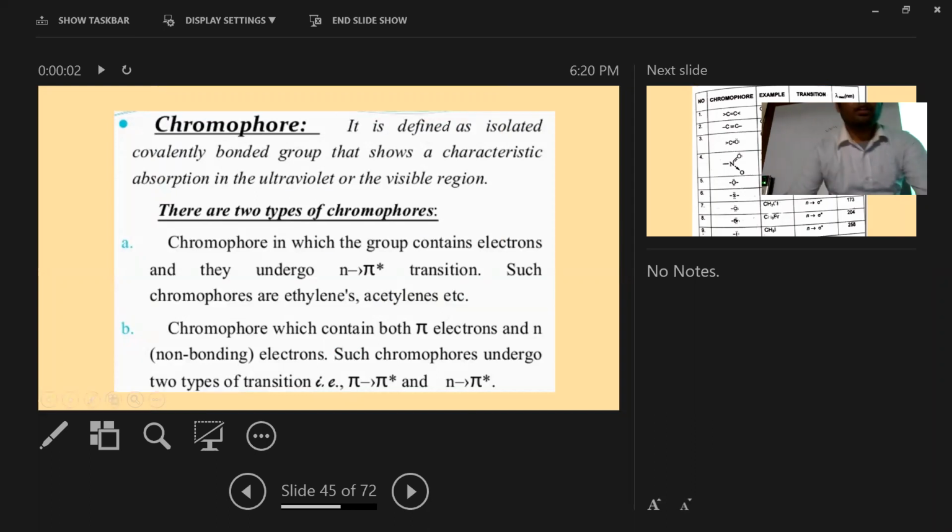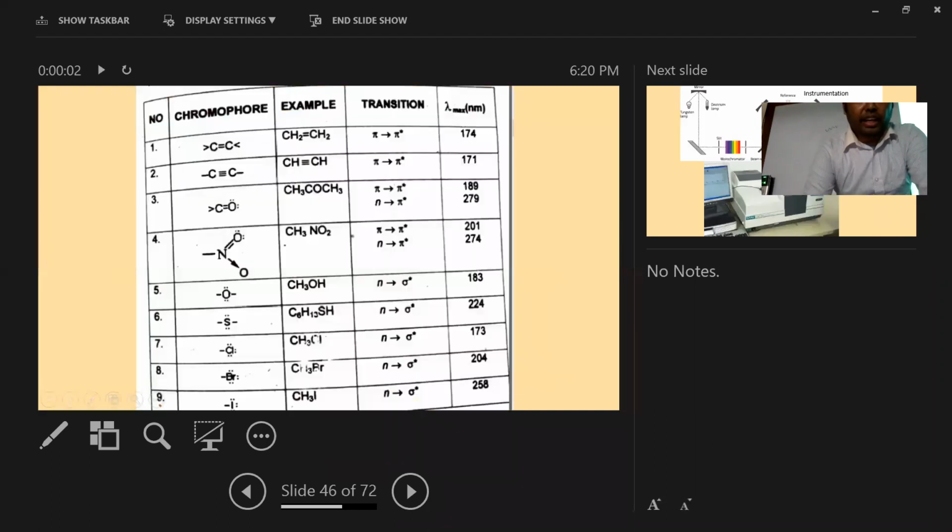So today I'm going to end here. There are different types of chromophores. Depending on what types of bond you have in the molecule, you will absorb a certain wavelength or corresponding energy. We are giving some examples so that you can easily remember what type of bond has what type of absorption. A carbon-carbon double bond will absorb at 174. A carbon-carbon triple bond will absorb at an even slightly shorter wavelength. So these are the examples.